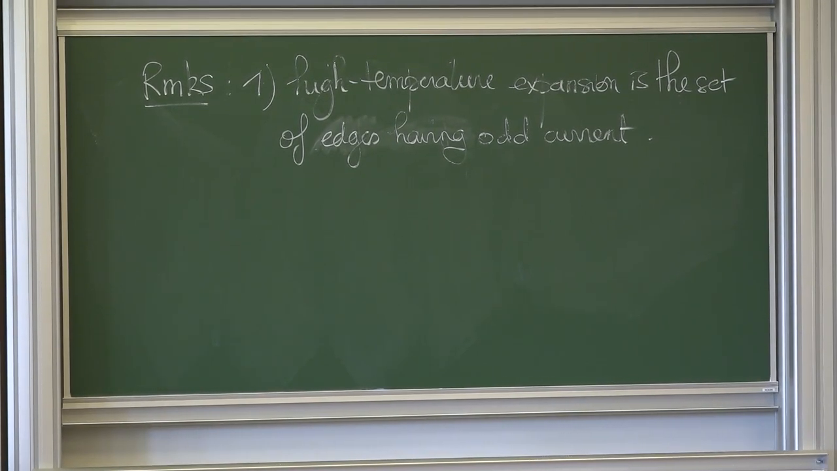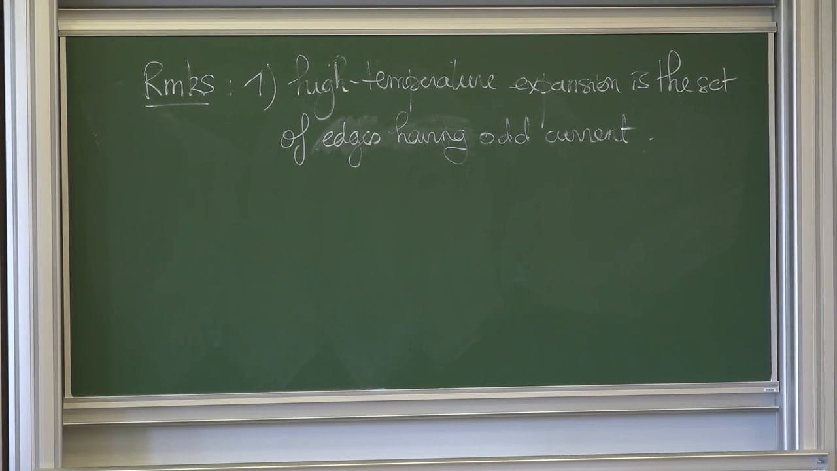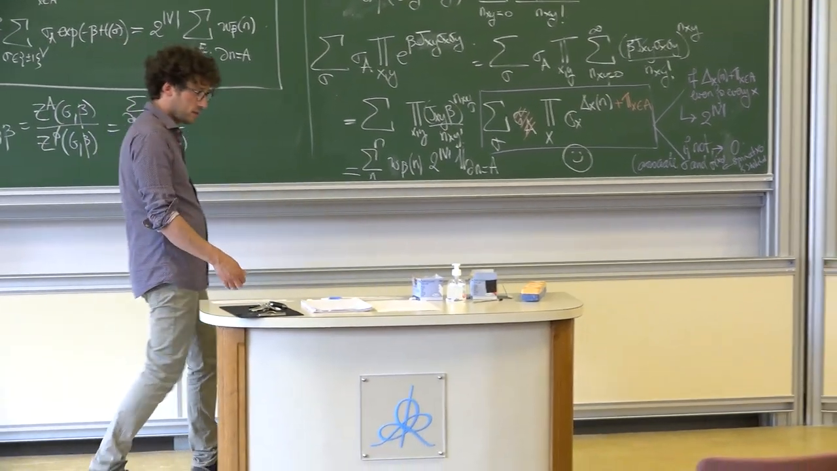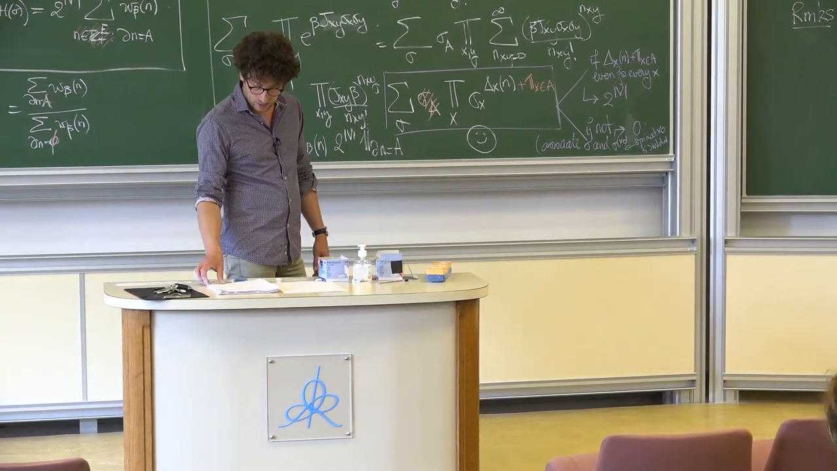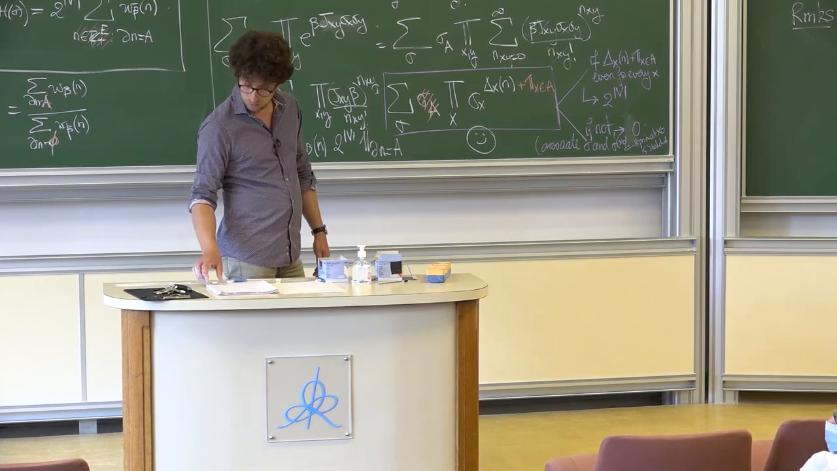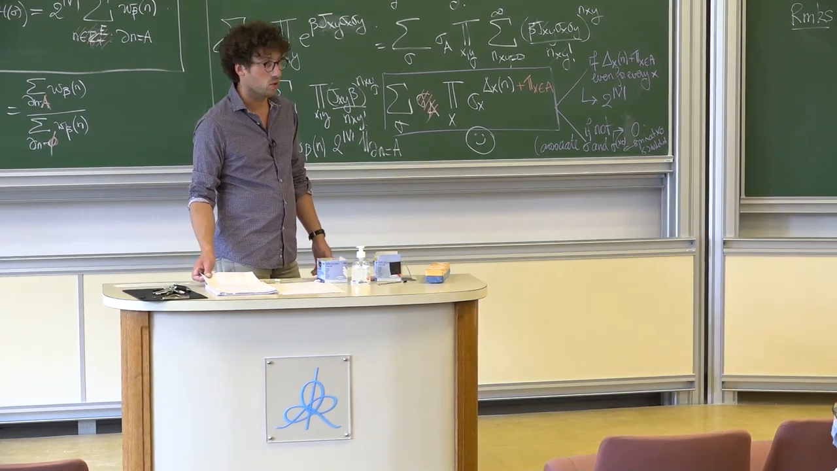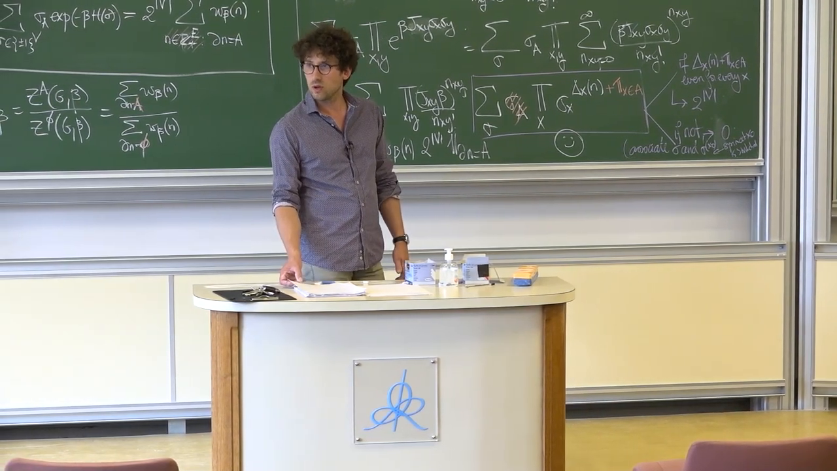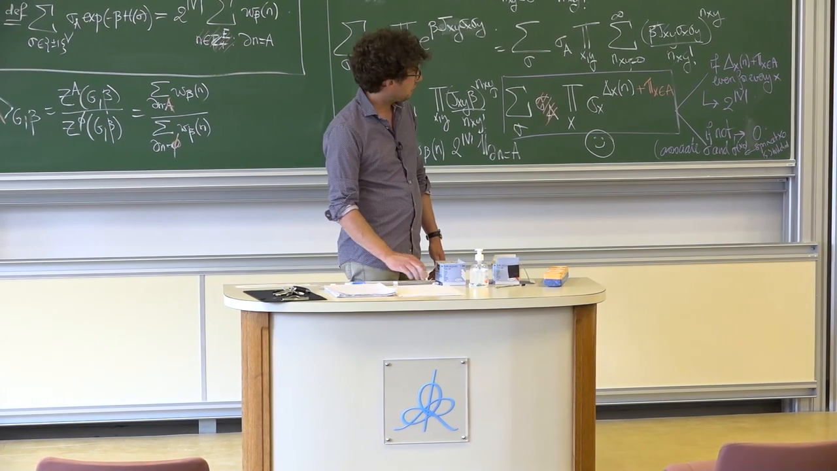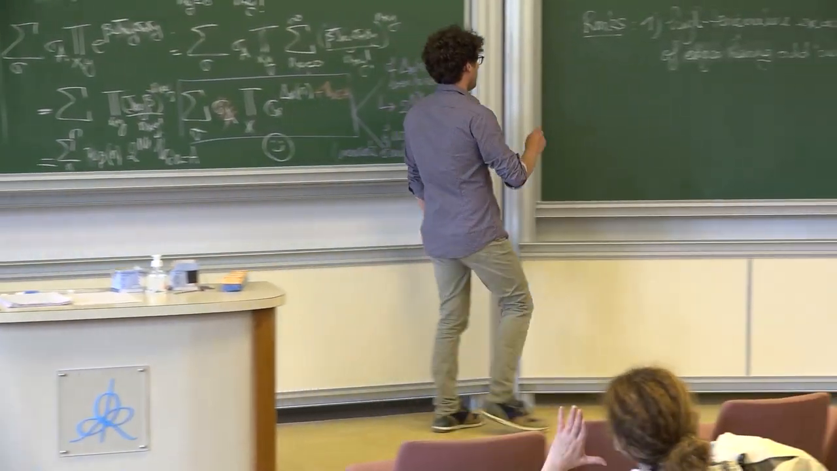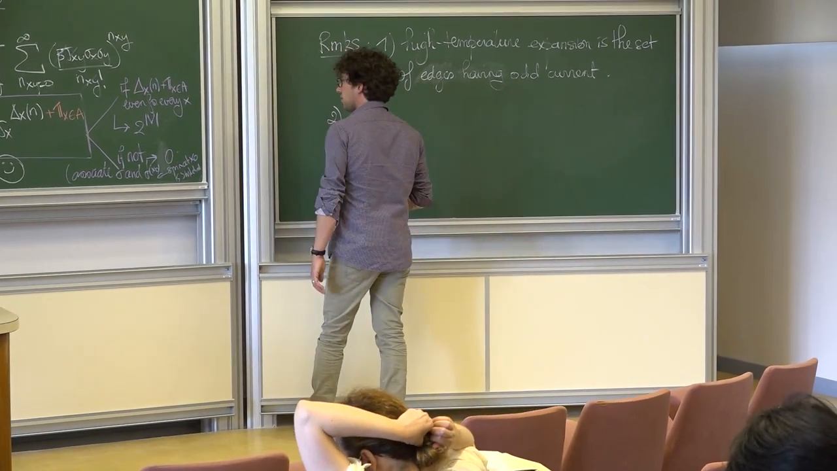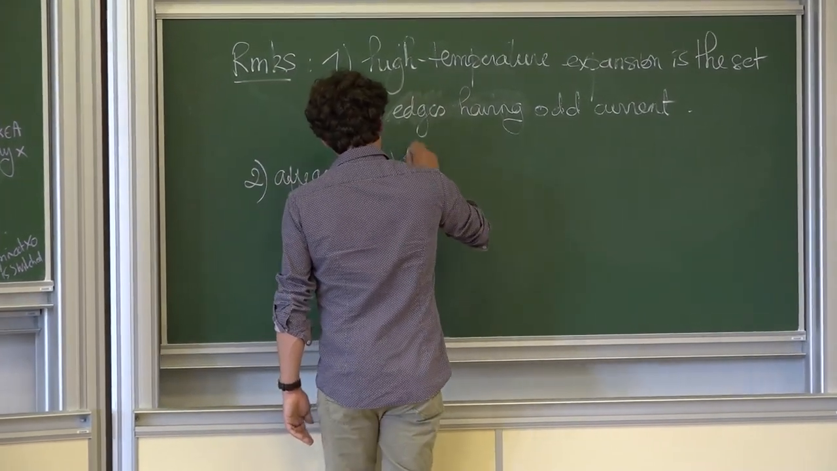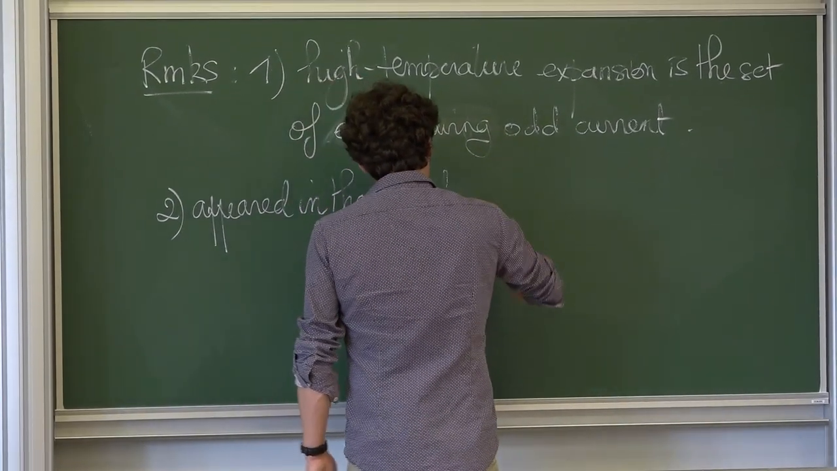At this stage, it's not that obvious why the random current representation is better than the high temperature expansion for those who know what the high temperature expansion is. But it will become very clear, I think, during the second hour, the next hour. That there is an additional tool that you get when you work with the random current, and this is a very powerful one. That's the first comment. The second comment is that, just to give you a little bit of history, it appeared in the work of Griffiths.